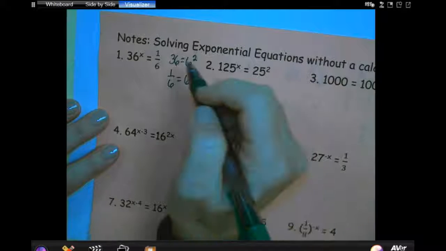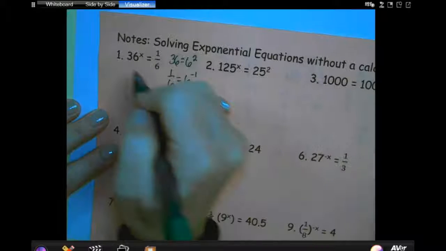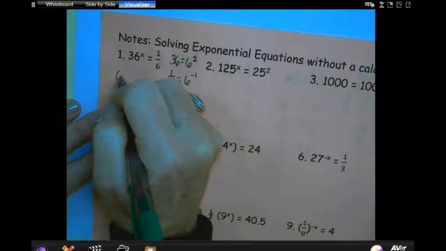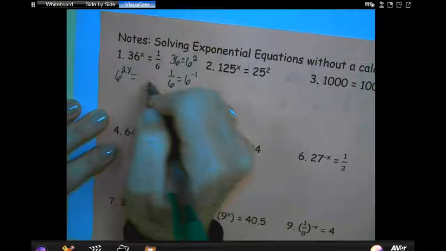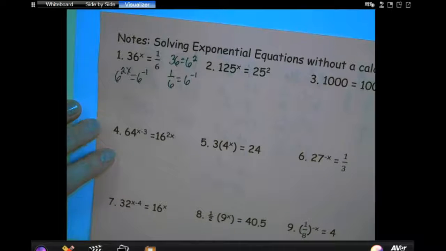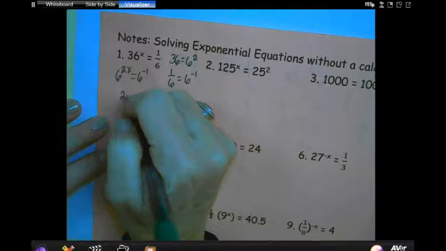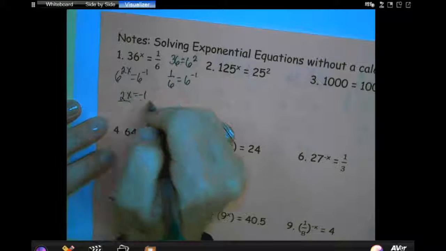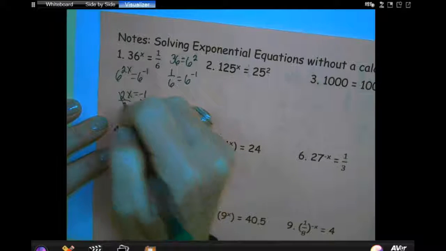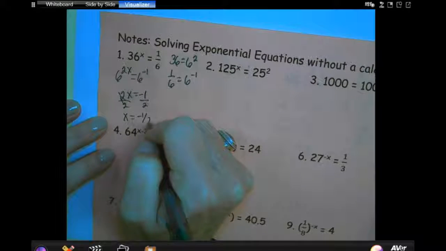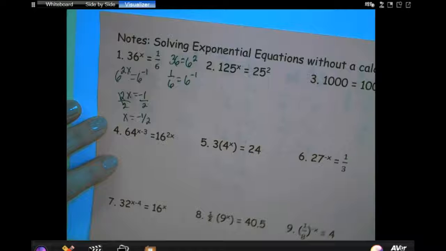So to solve this, I'm going to substitute 6 squared in for 36. So I get 6 to the 2x equals 6 to the -1. Once your bases are the same, you can set the exponents equal to each other and solve. So I get 2x equals -1. Divide by 2. I get x is -1/2. Okay.